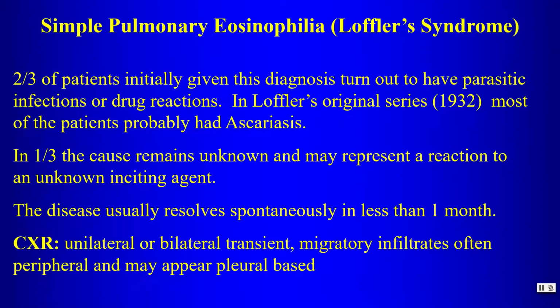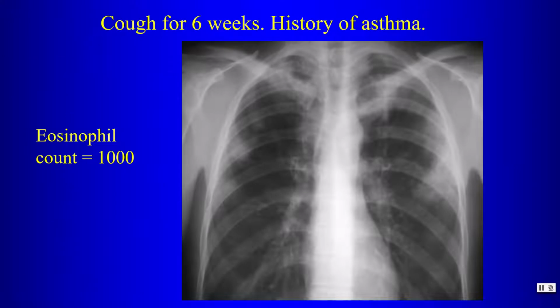But in about 1/3 of cases, the cause remains unknown, and so this might represent a reaction to some unknown inciting agent. The important thing is that the disease usually resolves in less than a month, and on chest radiographs we might see unilateral or bilateral transient migratory opacities, especially in a peripheral distribution.